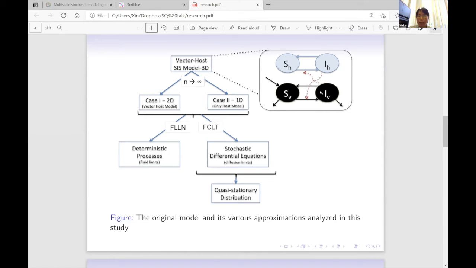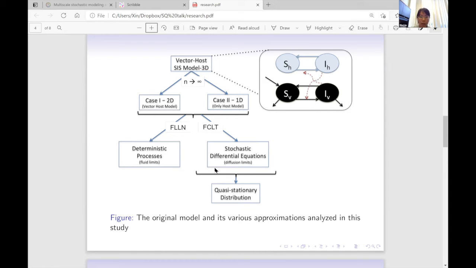Namely, you can imagine because the vector evolves much faster. If you look at the time scale for the host, this vector is in an equilibrium state. In that way, the random dynamic of this vector is averaged out. So we just have this one-dimensional limit, one-dimensional system. This can give us a simplified dimension reduction.